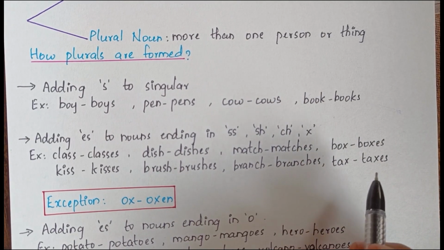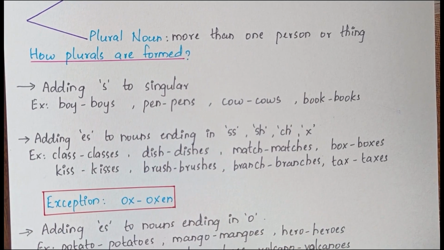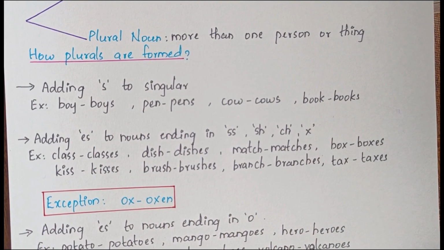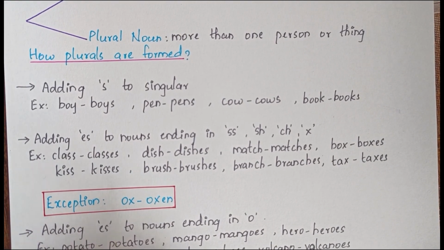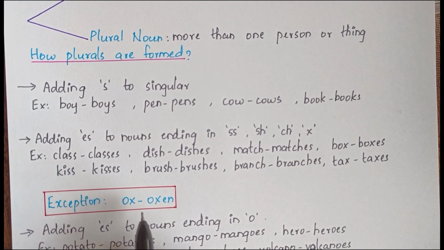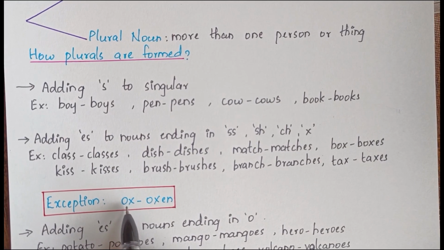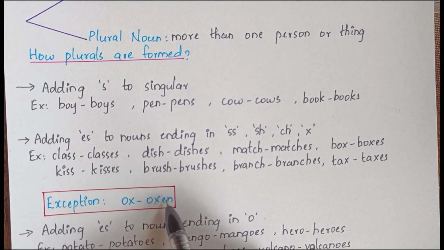These are the common examples, but in English it is very common that we have exceptions for every grammar rule. So it is very important that you make a note of these exceptions. Here we have an exception. The word ox ends with x, but we cannot add es to make it plural. We need to add en. It's oxen. Oxen.